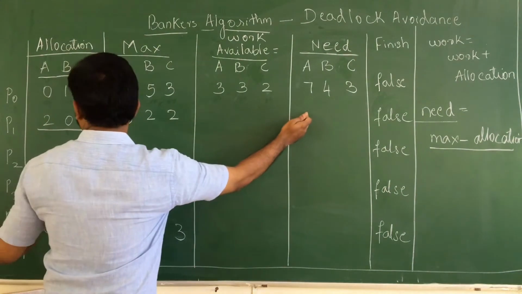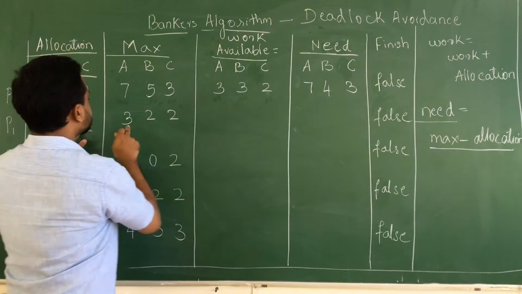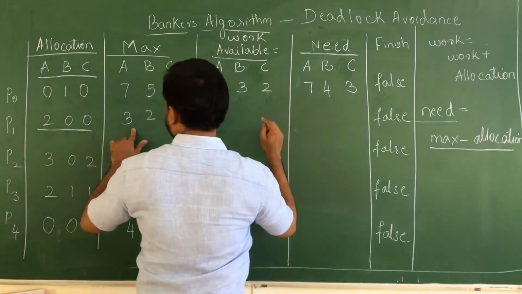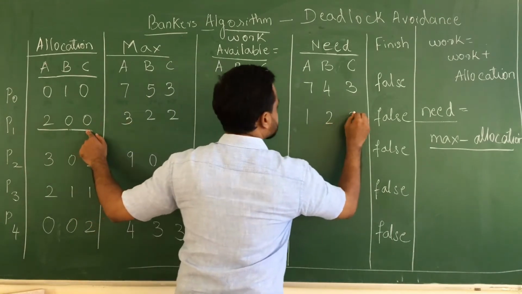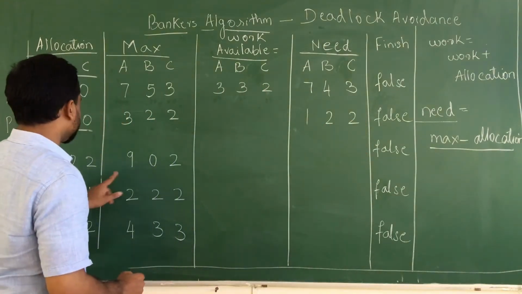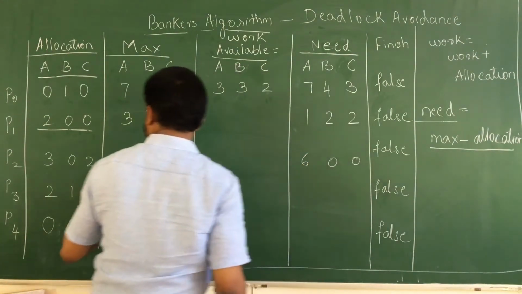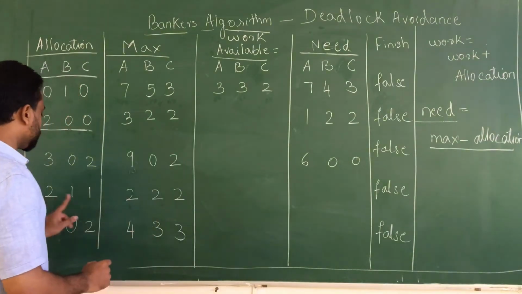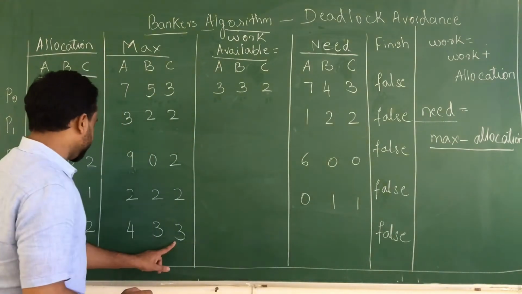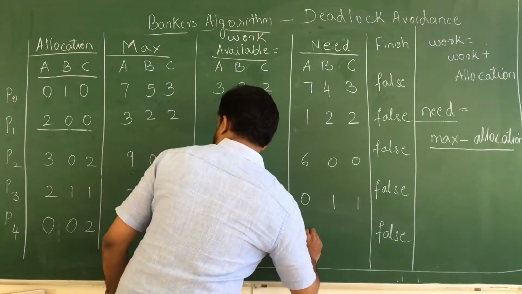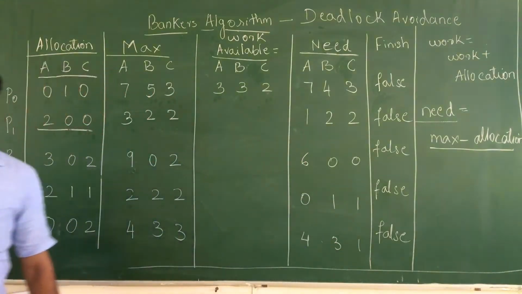Then for the next process we calculate. 200 is the allocation, and Max is 322 for this. So 3 minus 2 becomes 1, 2 minus 0 becomes 2, 2 minus 0 is 2. Similarly, 902 minus 302 becomes 600. Next is 222 minus 211, which becomes 011. Next, 433 minus 002 is 4, 3, and 1. So we have calculated the Need array.